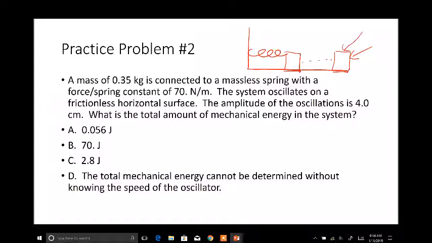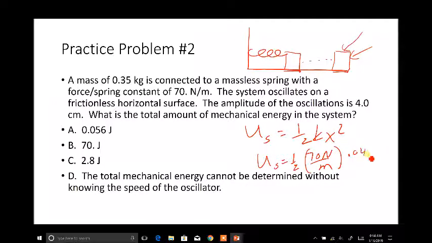So let's do that. We're going to use the equation Us equals 1/2 kx squared. So in this case, it's going to be 1/2 times k, our spring constant, times x squared. Now, since the spring constant is in newtons per meter, we need to put our x, our amplitude, in meters. So 4 centimeters is going to be 0.04 meters. Can't forget to square that.